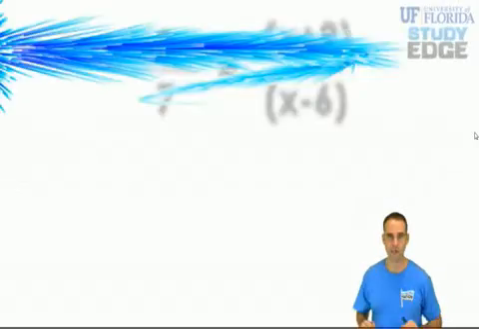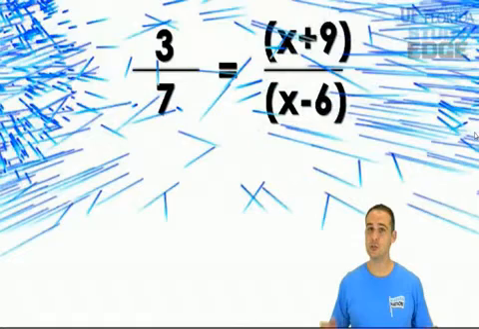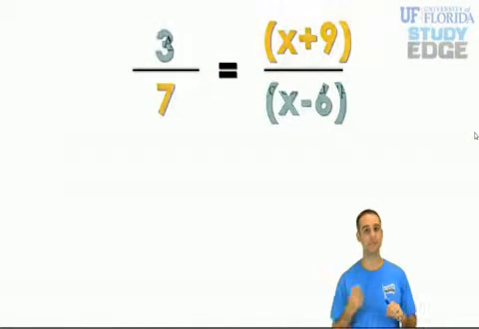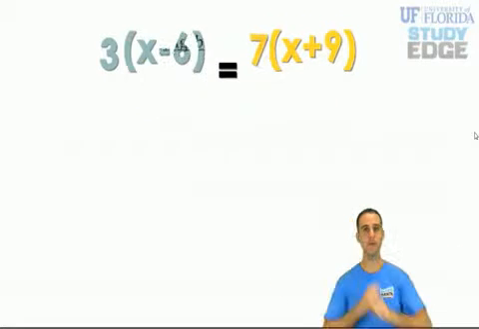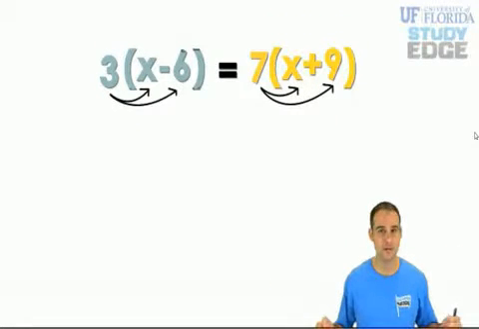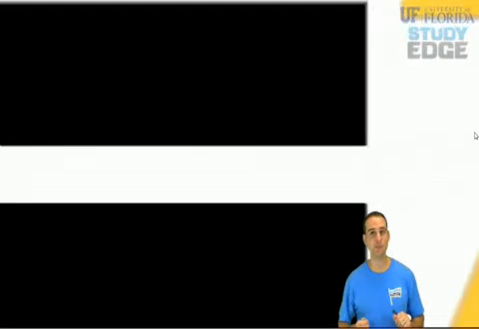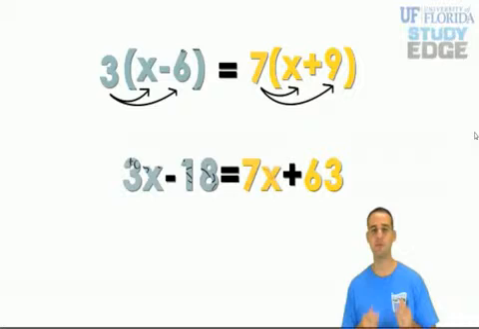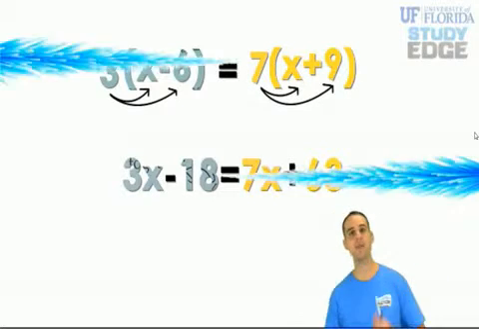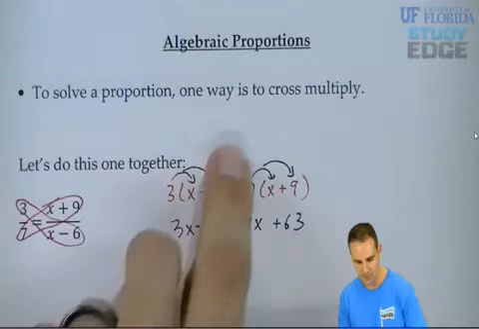We are given the following proportion, and what we would do first is cross multiply. 3 times (x minus 6) and 7 times (x plus 9). Move them over, then you distribute. And then once you distribute, we have a very nice equation: 3x minus 18 equals 7x plus 63. And from there, that's what we're going to be doing. We're going to be solving.